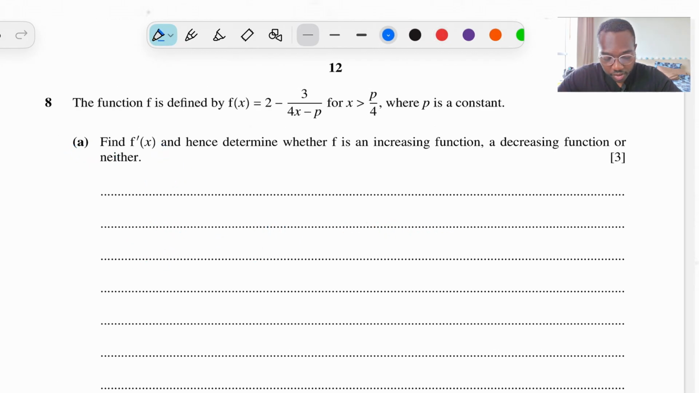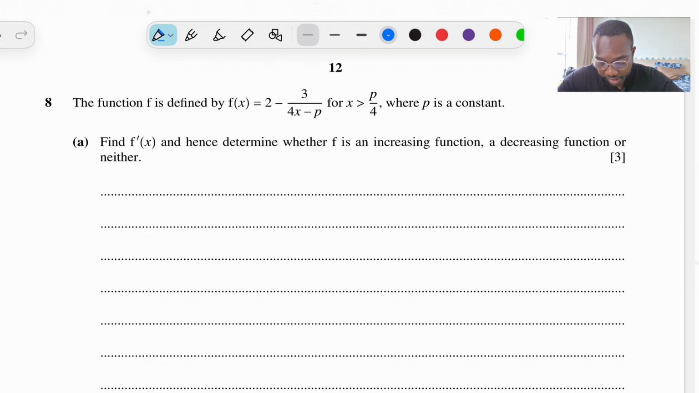So for this question, we have a function f defined by f of x is equal to 2 minus 3 over 4x minus p, for when x is greater than p over 4, where p is a constant. Find f dash x and determine whether f is increasing, decreasing, or neither. So all we need to do is work out f dash x. Then once we have f dash x, we need to determine whether it's going to be increasing or decreasing. So is it going to be greater than 0? Will it be less than 0 for all the values of x?